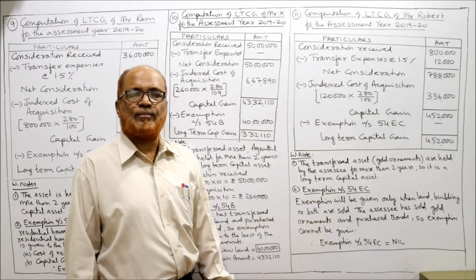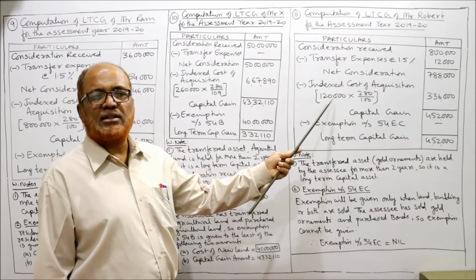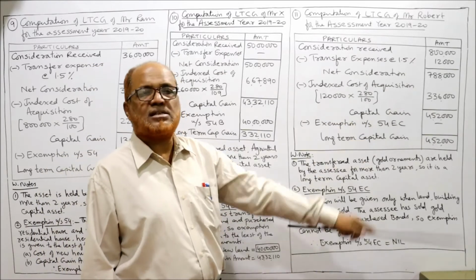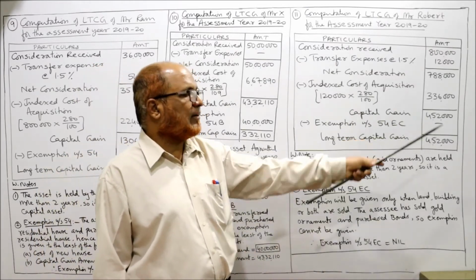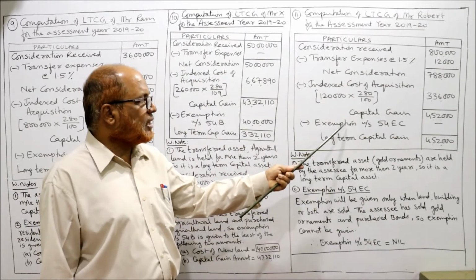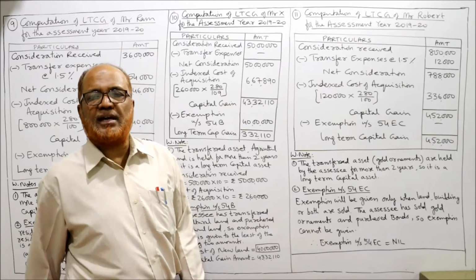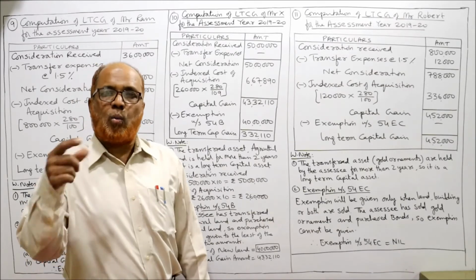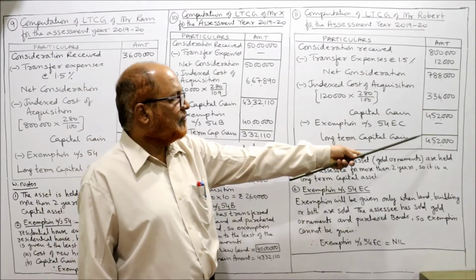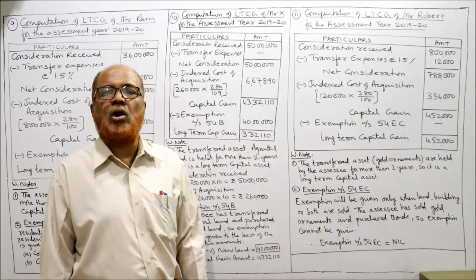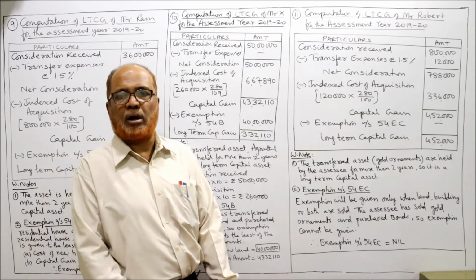Indexed cost of acquisition. He has purchased the gold ornaments for 1 lakh 20,000. So 1 lakh 20,000 into 280 by 100, 3 lakh 36,000 is the indexed cost of acquisition. Capital gain we got 4 lakh 52,000. Now exemption under section 54 EC, nil. I have not given the exemption under section 54 EC. Why it is nil? In working note I'll explain. So 4,52,000 is the long-term capital gain on sale of gold ornaments.